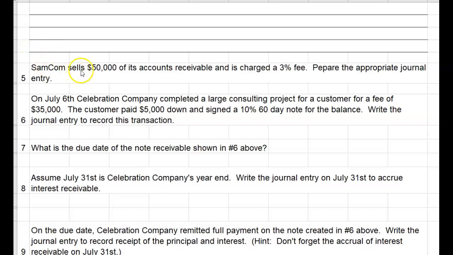Samcom sells $50,000 of its accounts receivable and is charged a 3% fee. Prepare the appropriate journal entry. Please pause the video. Write your journal entry, then start the video again to check your work.